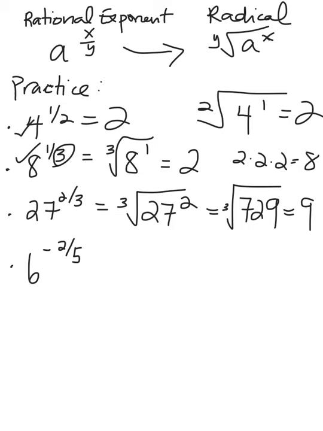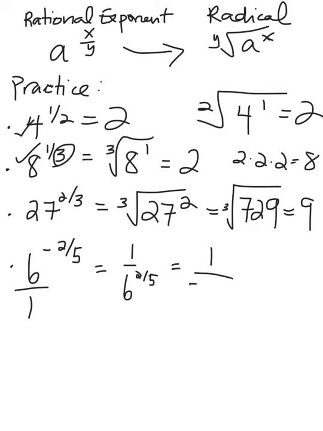And then the last one's a little tricky. We first have to get rid of that negative. And when you have a negative exponent, you flip the expression. So this is 6 over 1. We're going to make this 1 over 6 to the positive 2/5 power. Well, 6 to the 2/5, a is 6, x is 2, y is 5. So 1 is still on top.